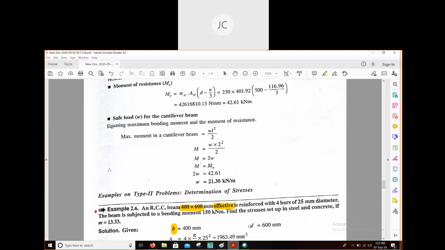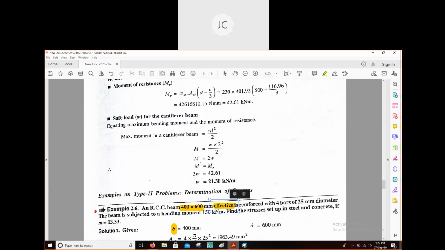That means it is the value of small d. But in some questions, it might be given directly that an RCC beam is 400 into 600 mm. If the word "effective" is not mentioned, then you have to understand that the bigger value indicates the total overall depth of the beam. But in this question, it is directly given as effective. That means it is the value of small d.